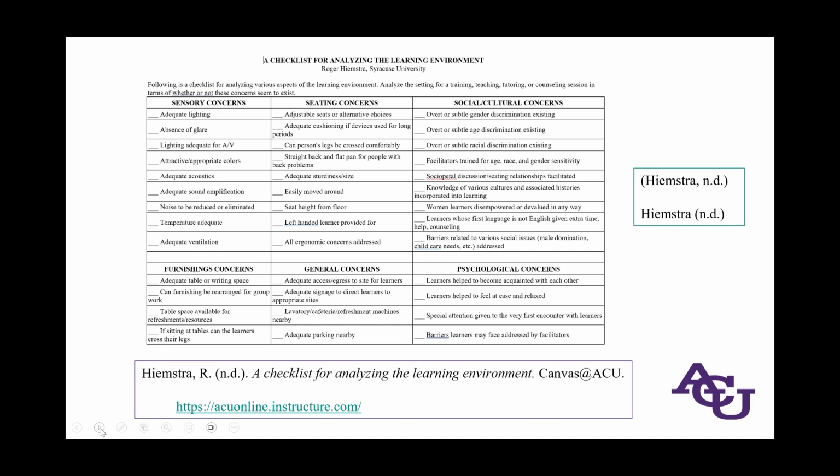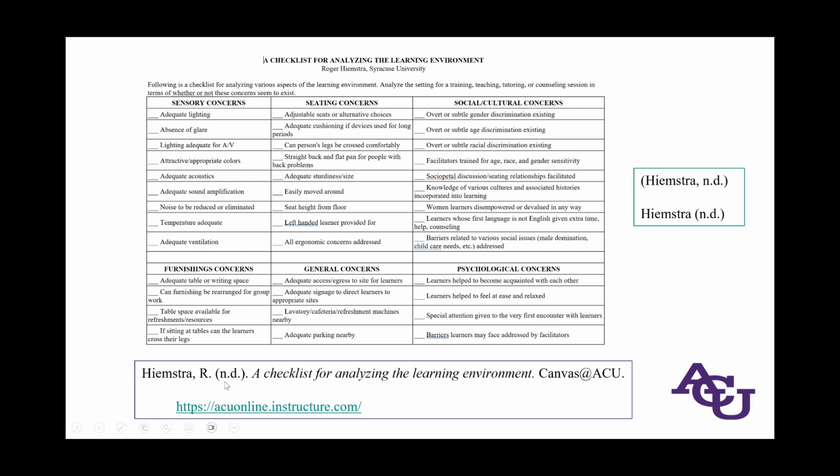If we click on checklist for training environment, you'll go to a document like this in Word. It's called a checklist for analyzing the learning environment by Roger Heemstra from Syracuse University. We are going to write the APA reference for that using Heemstra's last name, his first initial.